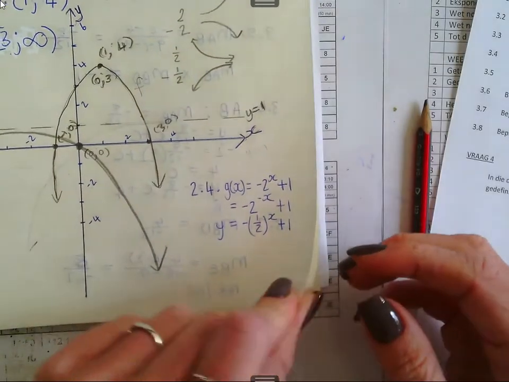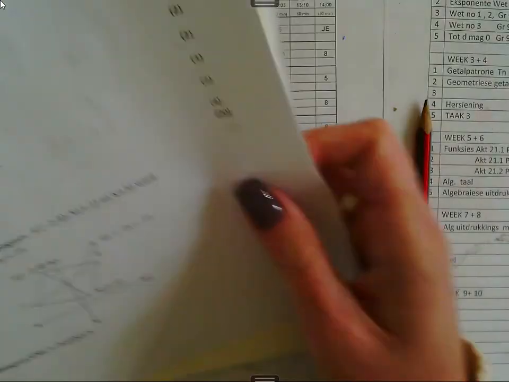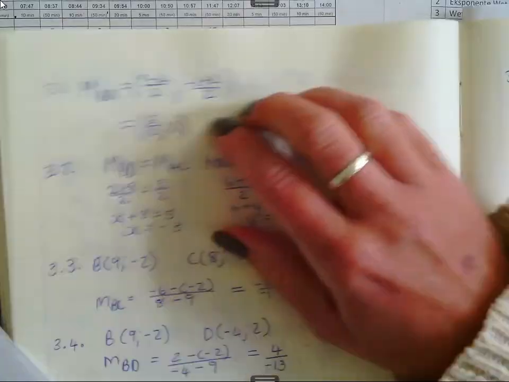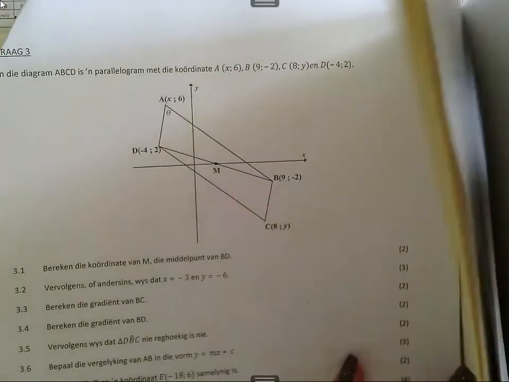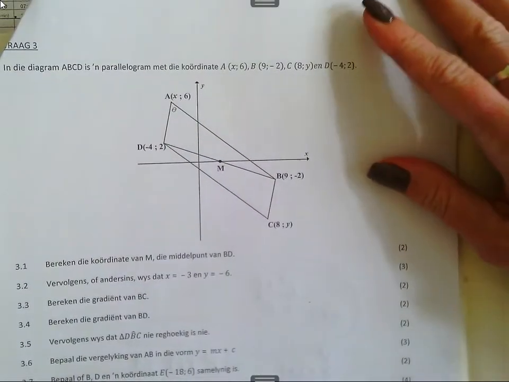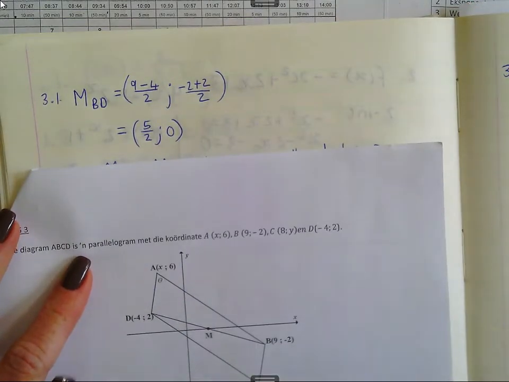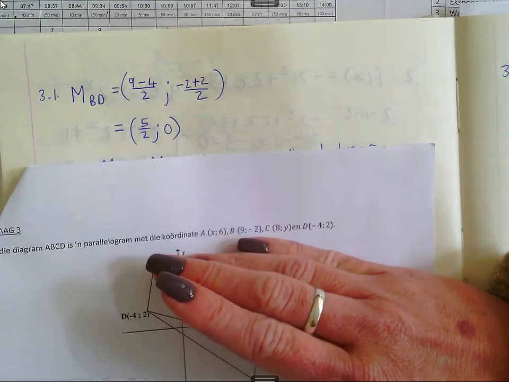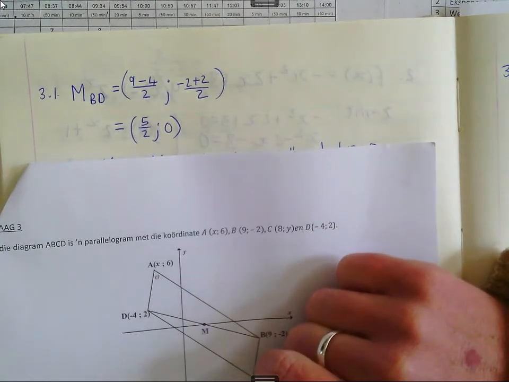Okay, can we move on to the analytical? Right, the first one. This was a pretty easy analytical question, eh? Did you guys notice that? The first one was the coordinates of M, the midpoint of BD. B's coordinates were given, M is the midpoint. I calculated 5/2 and 0. And then they ask you to show that x is -3 and y is -6.